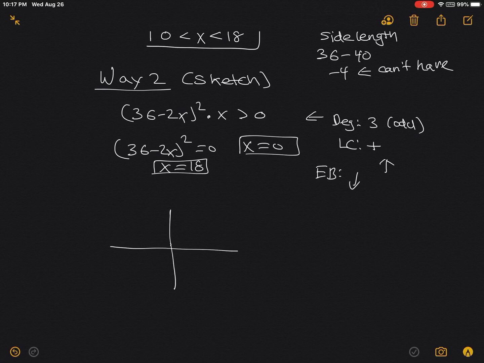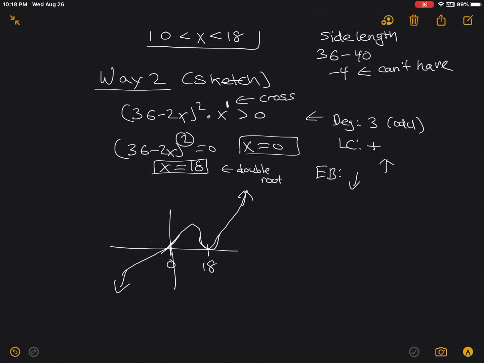So these are my x-intercepts. Here's 0, here's 18. The end behavior of the graph looks something like this, so I would draw these end behaviors. And then remember, this 18 is a double root, which means that the multiplicity is 2. If it's an even multiplicity, at 18 there's going to be a bounce. This multiplicity right here is a 1, so this means right here it's going to be a cross. Roughly my sketch is going to look something like this.